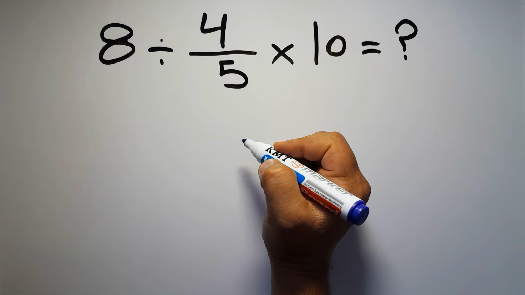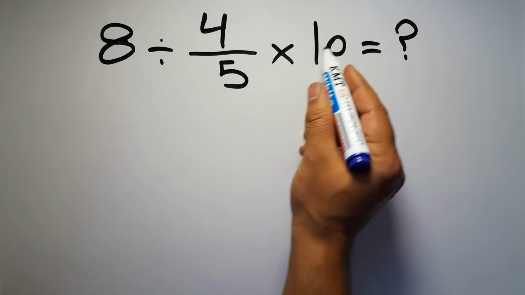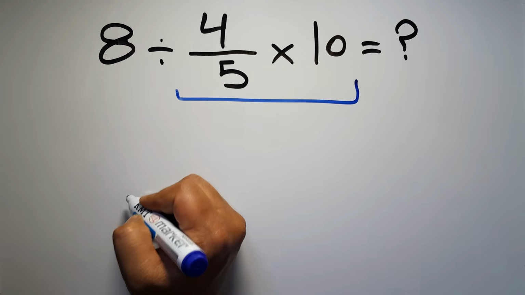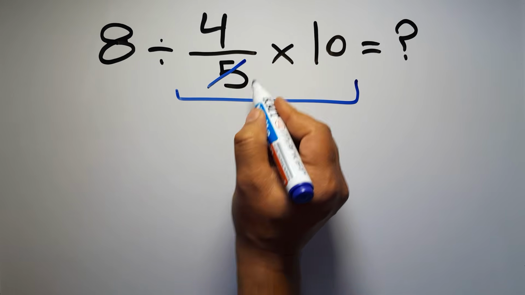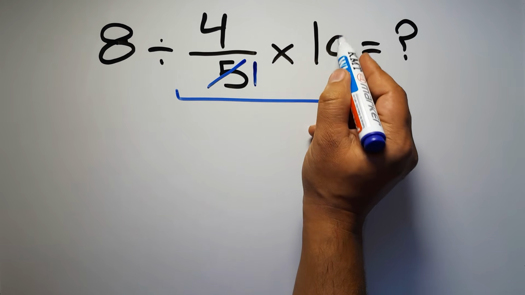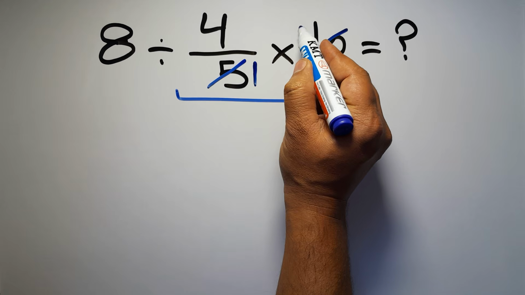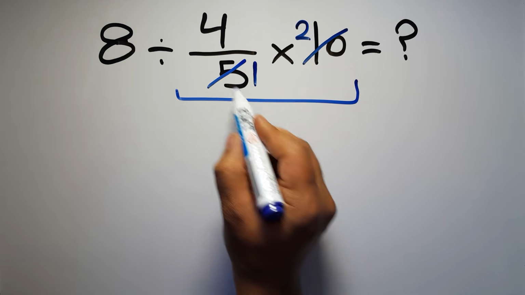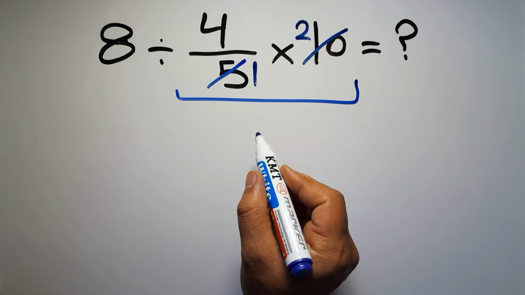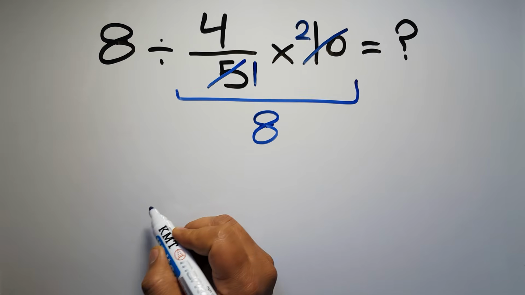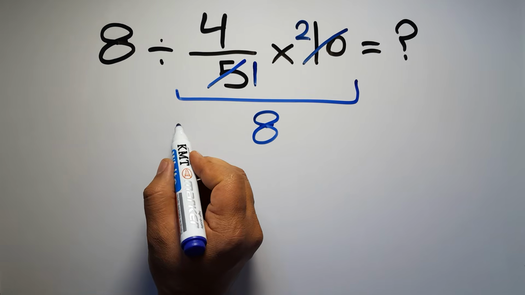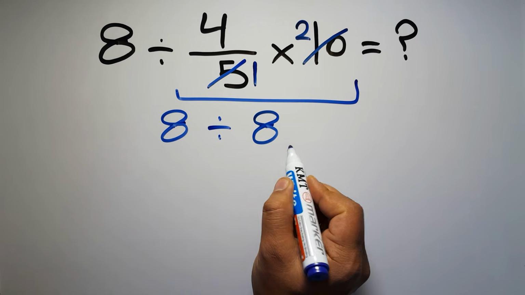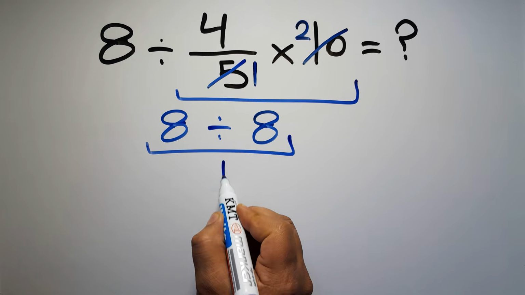First, we do this multiplication. 4 over 5 times 10. 5 divided by 5 gives us 1, and 10 divided by 5 equals 2. So here we have 4 times 2, which equals 8. So 8 divided by 8, which equals 1.